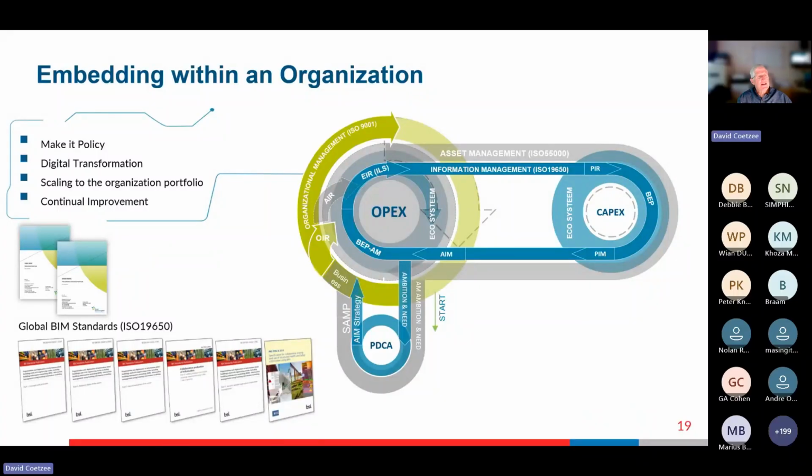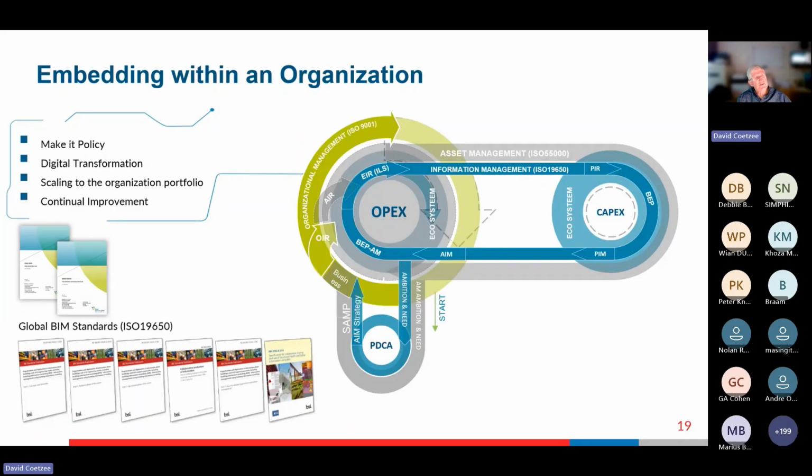Okay, embedding within an organization. How do we do this? We make it policy. So from a strategic point of view, in one of the earlier slides, I spoke about policy and strategy. How do you do this within an organization? And this applies to both the client asset owners and the service providers that provide infrastructure services to the clients that own assets. We need to make policies. We need to define what those policies look like. So the strategic side of things is very, very important, where we decide and make the rules of how we're going to work by.